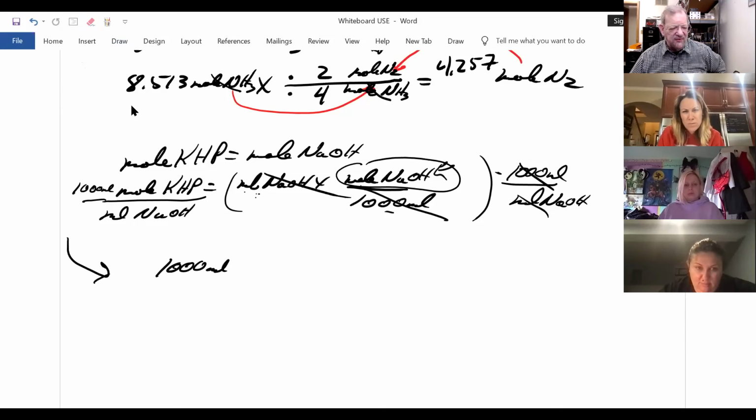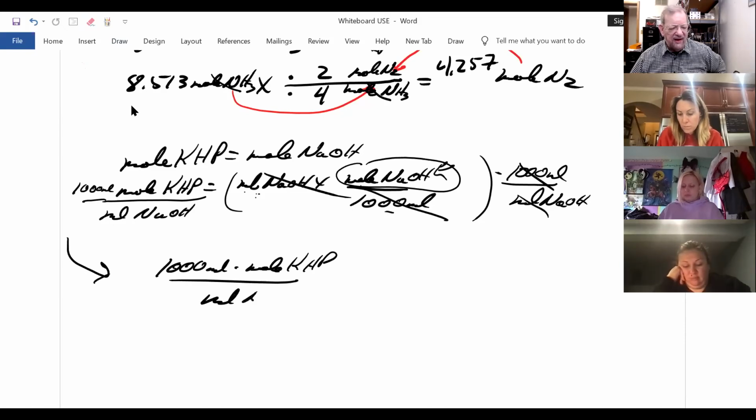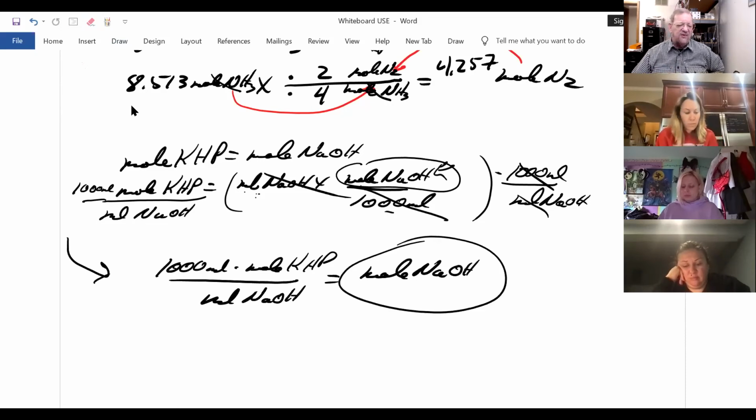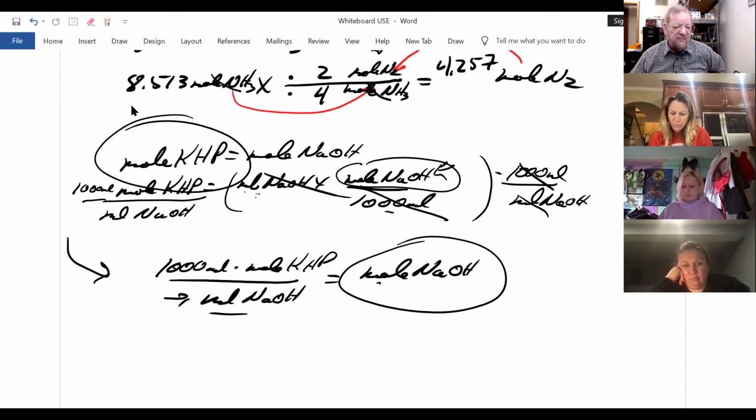And this means 1,000 milliliters times moles KHP divided by the milliliters NaOH equals moles of sodium hydroxide per 1,000 milliliters, which you're going to calculate because you're going to find out how many milliliters of NaOH is needed to neutralize the moles of KHP. Now, notice this is moles per 1,000 milliliters, which also makes this number the molarity. And that's how you do it.